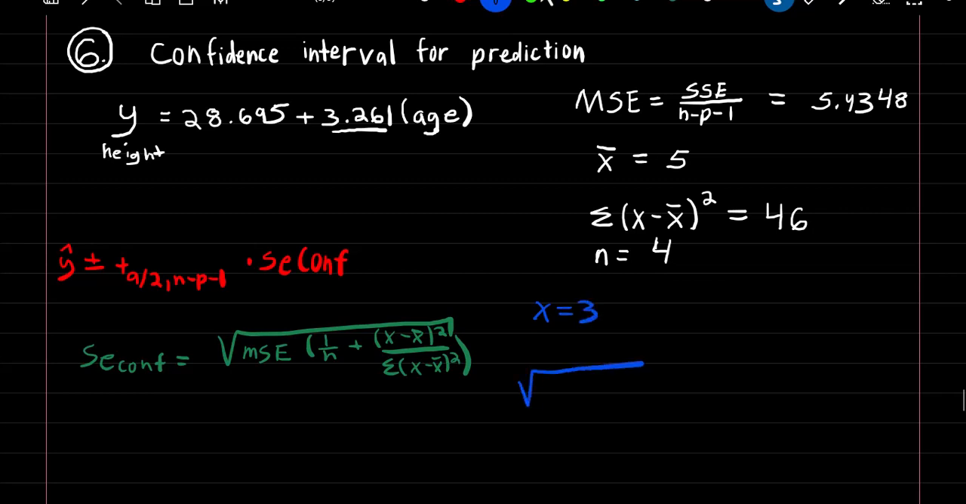So what we're going to enter is our square root of our mean squared error, which we already found to be 5.4348 times 1 over n, which is 1 over 4, plus, and then our x value which we're looking for, so our predictor value is going to be 3, minus the mean of x, which is 5, and then divided by the summation of x minus x bar squared, which we found already to be 46. And with that, we're going to get a value of 1.3525.